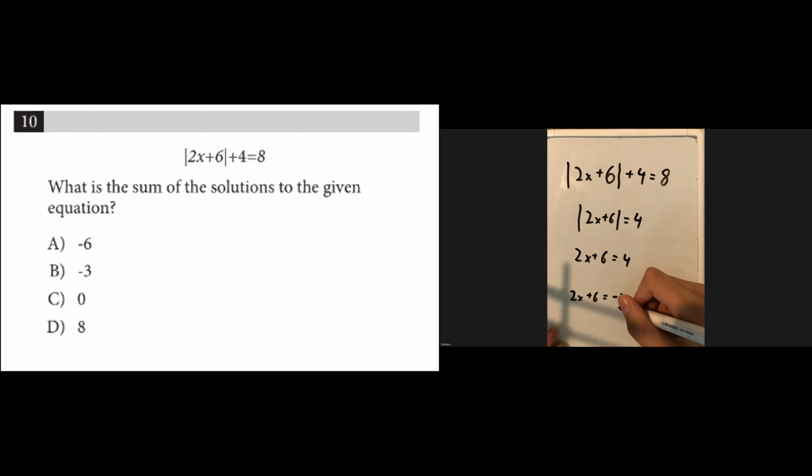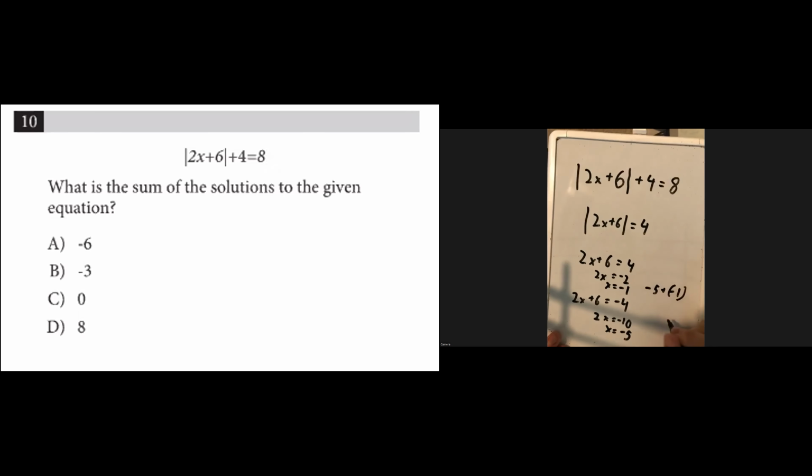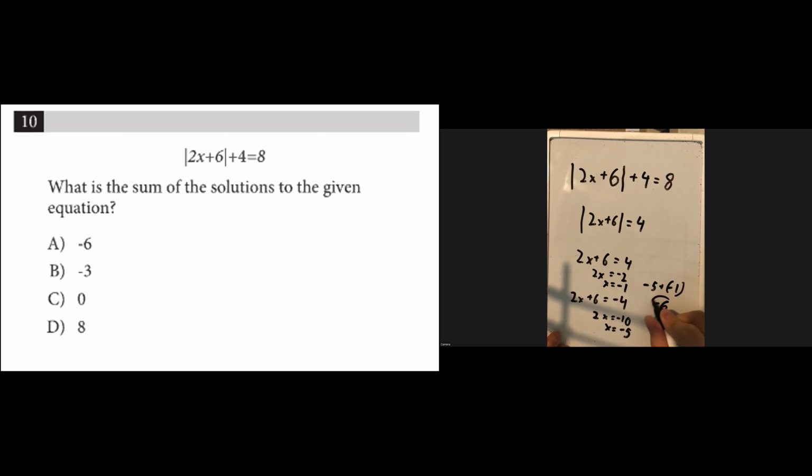If we simplify these out, we get 2x equals negative 2, and for this one, 2x equals negative 10. For this one, x equals negative 1, and for this one, x equals negative 5. And this asks, what is the sum? Negative 5 plus negative 1 is negative 6. So the answer choice here would be A.